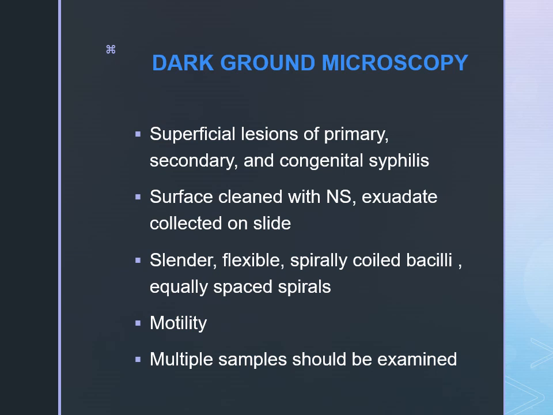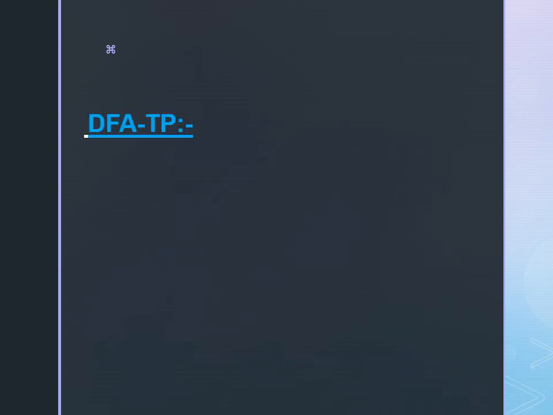Then we will look at motility. One important thing for dark ground microscopy is that we have to go for multiple samples, because only after that can we say that the sample is negative for the spirochete, that is, a triple examination. Then another test is DFA-TP, the direct fluorescent antibody treponemal test.